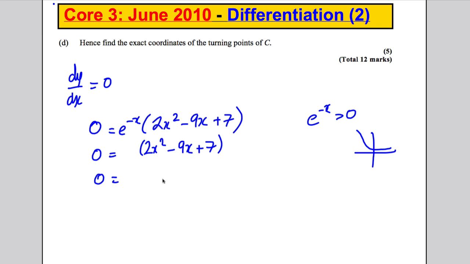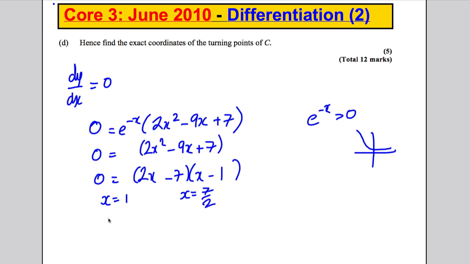We can try and factorise this as 2x x, subtract 2, subtract 7, and, not quite, that doesn't quite work. How else could we do it? We could, subtract 1, subtract 7, and therefore I get x is equal to 1, or x is equal to 7 over 2. It asks for the coordinates.